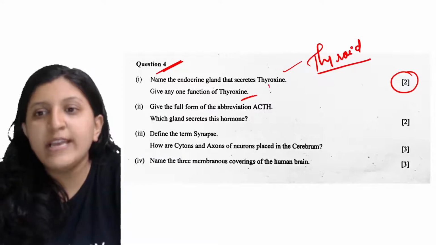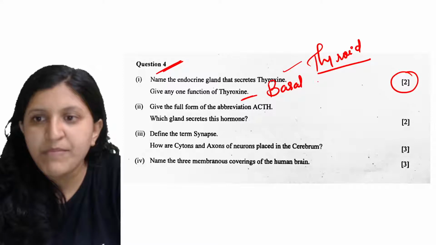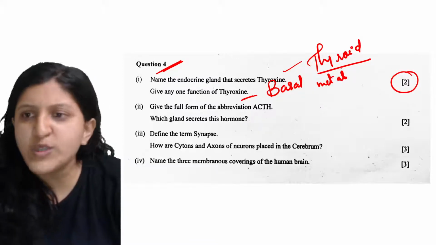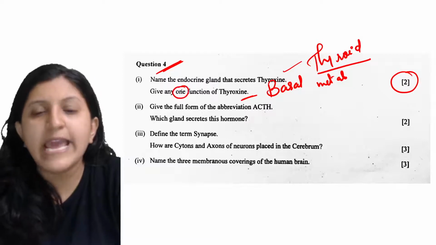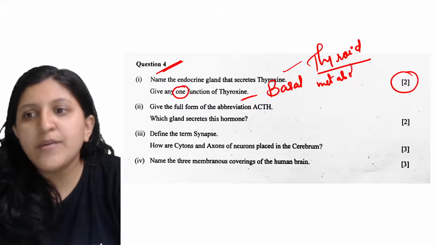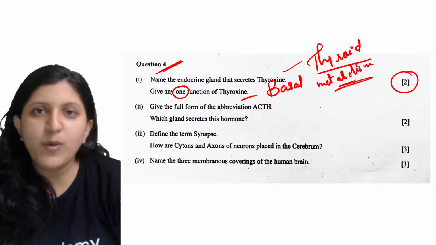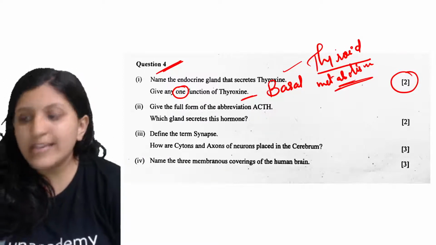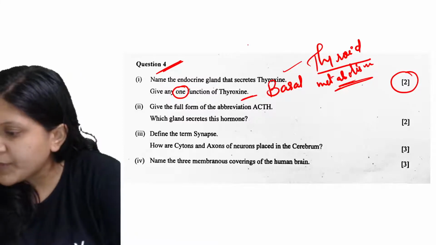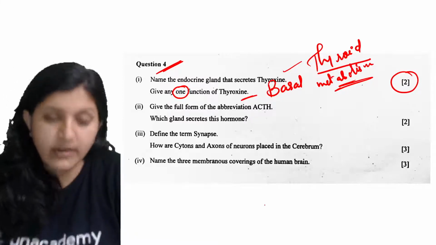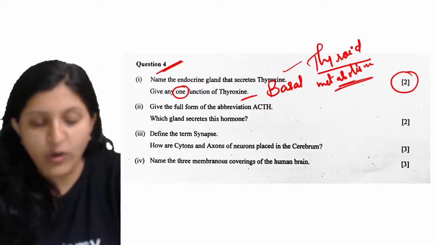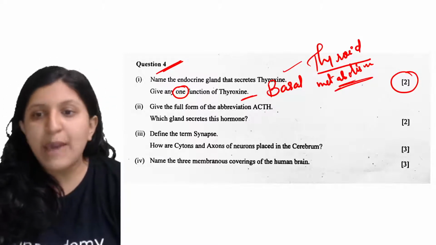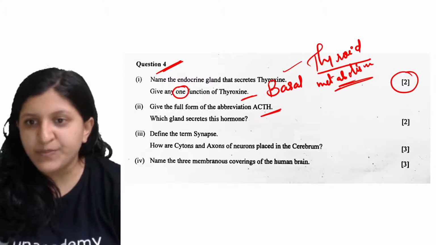So the function is basal metabolism. Okay. So it regulates basal metabolism, and ossification of bone you can also write. Since they have asked for any one function, you can write any of them. Basal metabolism is basically temperature regulation. And other than that there is ossification that you can see. Okay. And mental development is also a function of thyroxine as well. Okay, so give the full form of the abbreviation ACTH.